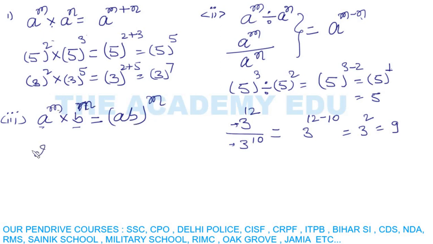For example, 2 raised to the power 3 multiply 5 raised to the power 3. So what do I write? 2 into 5, 10 raised to the power 3. Okay.